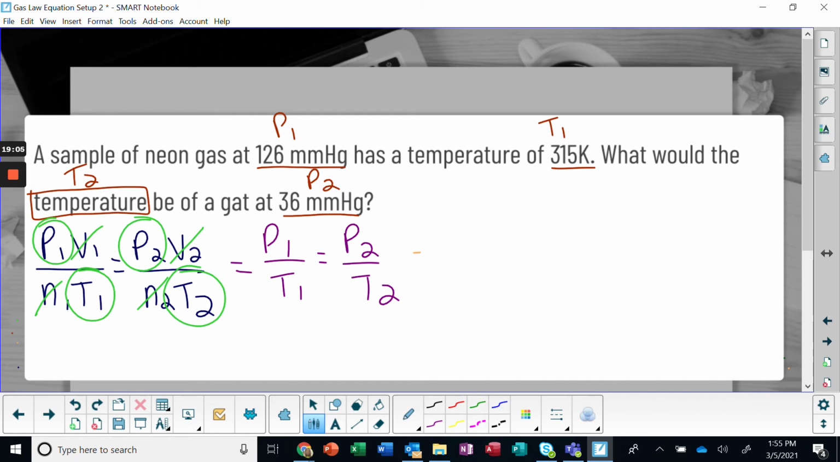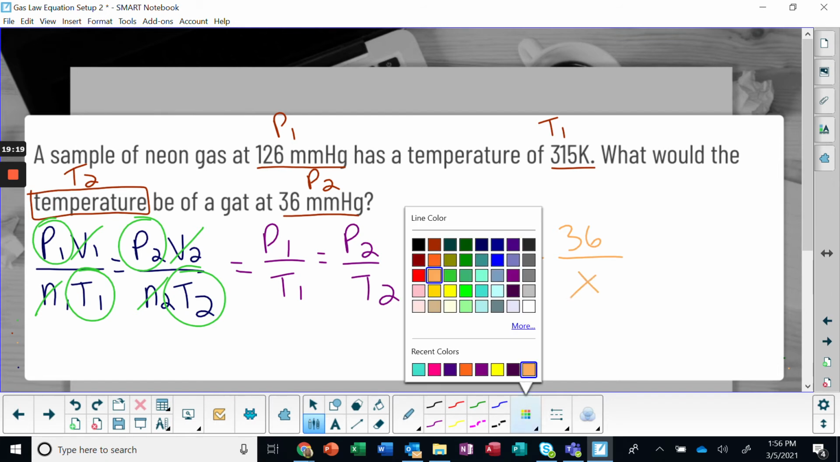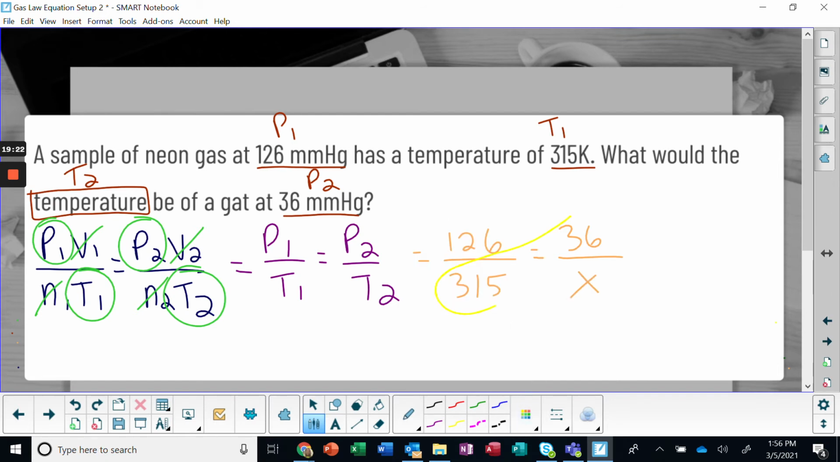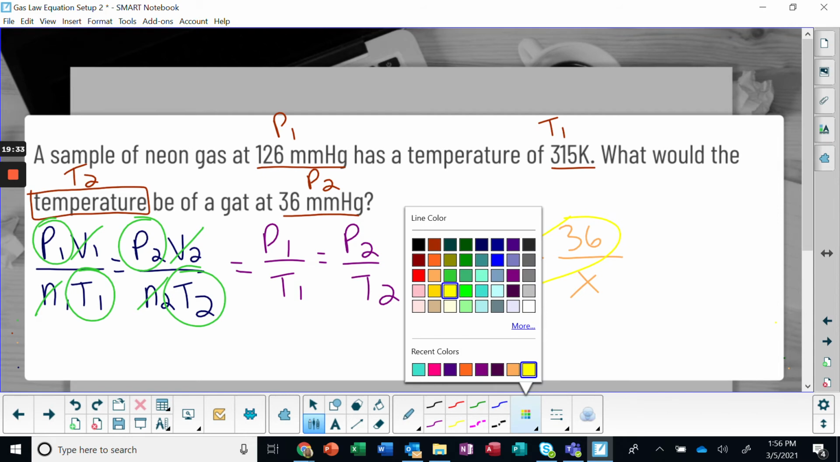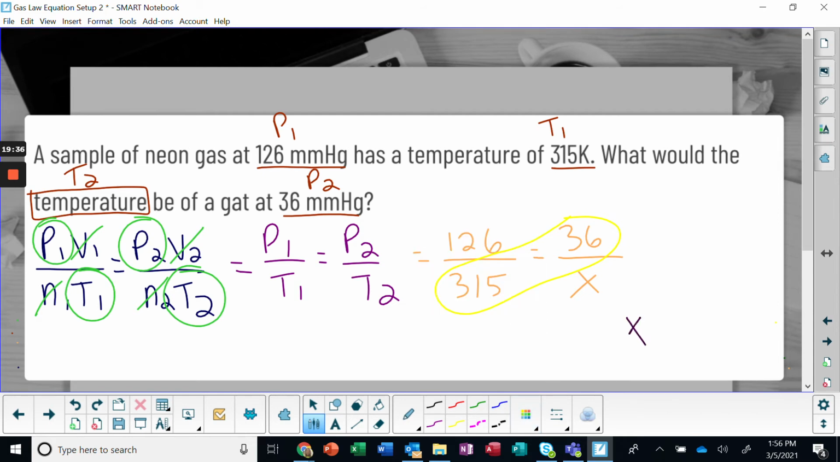So here we go. P1 is 126 divided by T1 equals P2 over T2, which is X. Cross multiply and divide. And you get X equals 90 Kelvin, because we were looking for temperature.